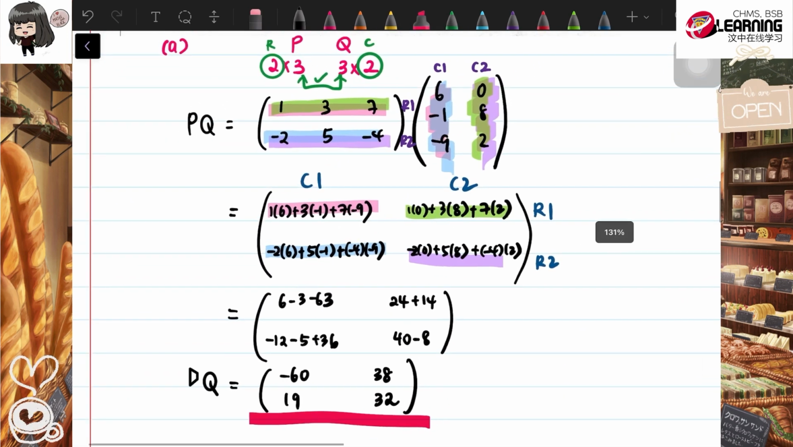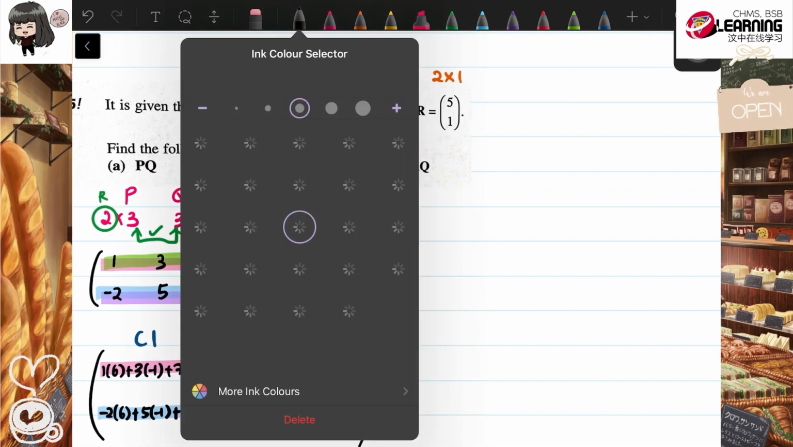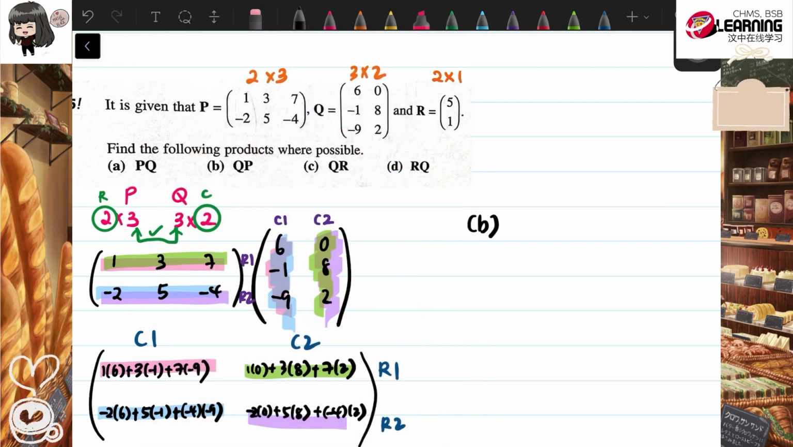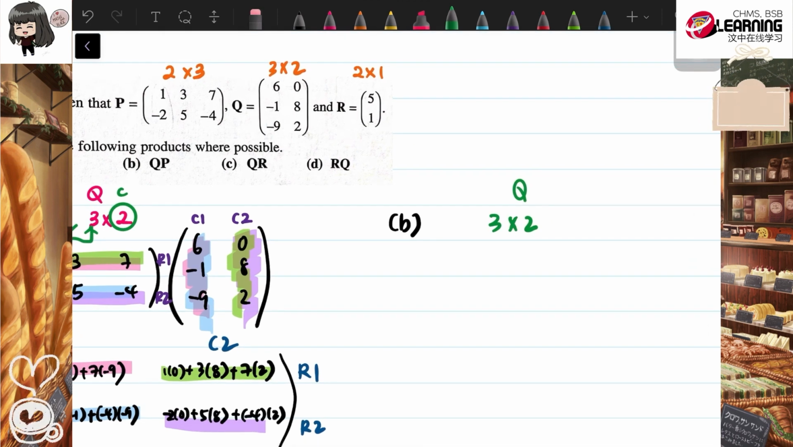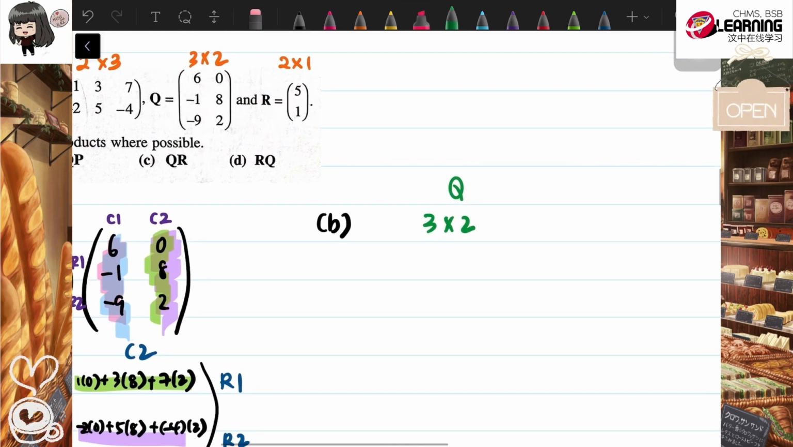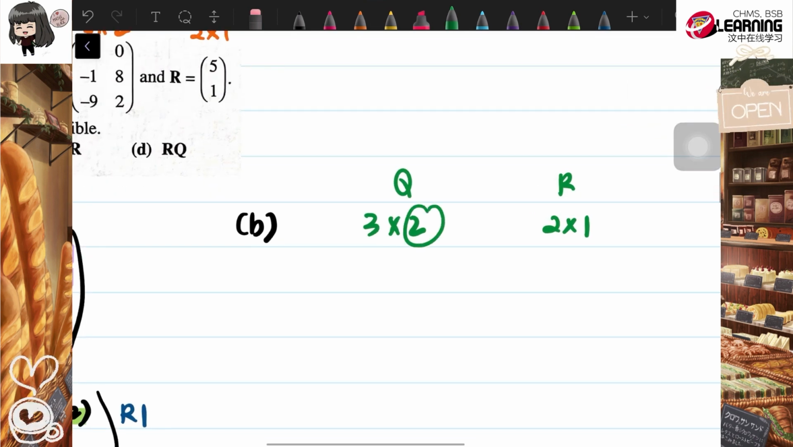Alright, let's go to B. So now let's look at B. B is Q times P. So let's look at Q. Your Q is 3 by 2. For multiplication, you must always look at the order first, because we need to know the order of the product. Q is 3 by 2. Your R is 2 by 1. These two are equal, so you can multiply. So your answer will be 3 by 1.